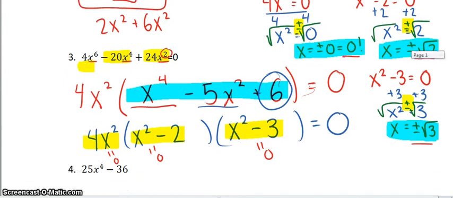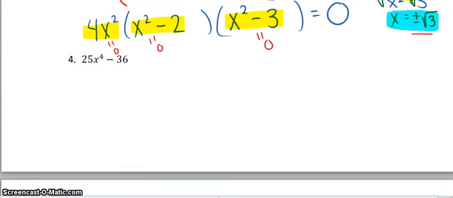On to number 4 then. So you have 25x to the 4th minus 36. Now in this case, is it an equation or an expression? Well, since there's no equal sign, we're not going to be solving, so we just need to simplify by factoring.